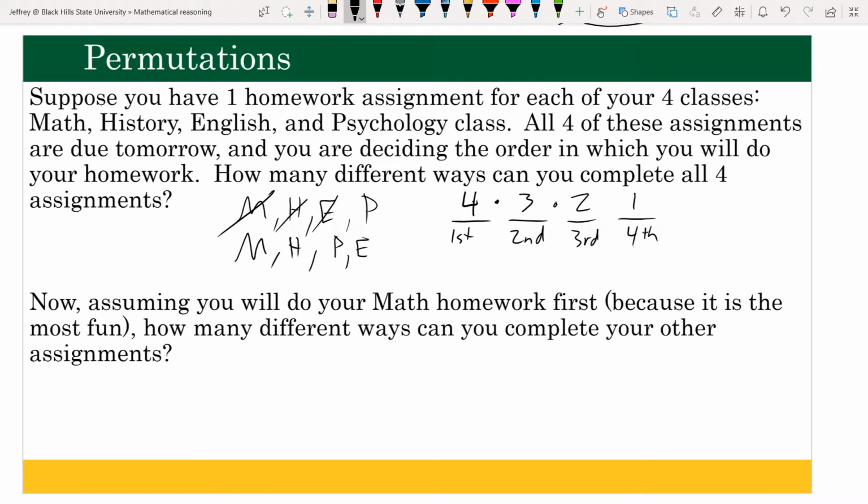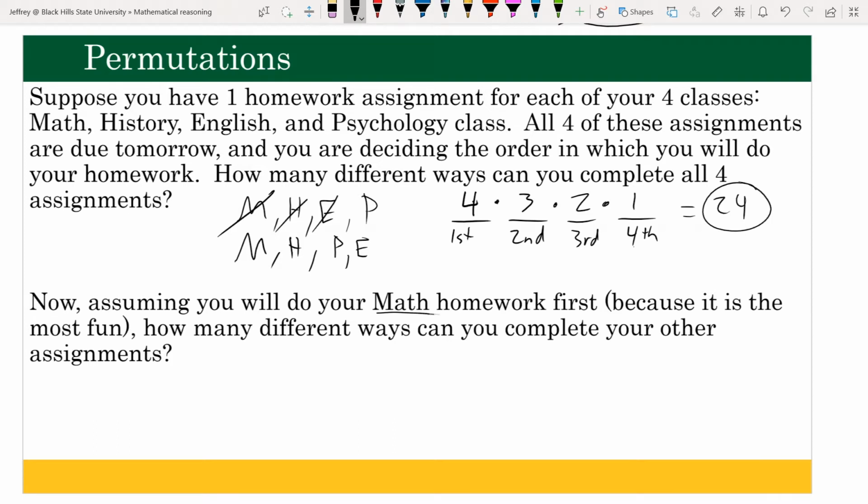And it turns out that we end up just multiplying these together, similar to what we did earlier, except the numbers are decreasing by 1 essentially. So 4 times 3 is 12, times 2 is 24 possible ways.